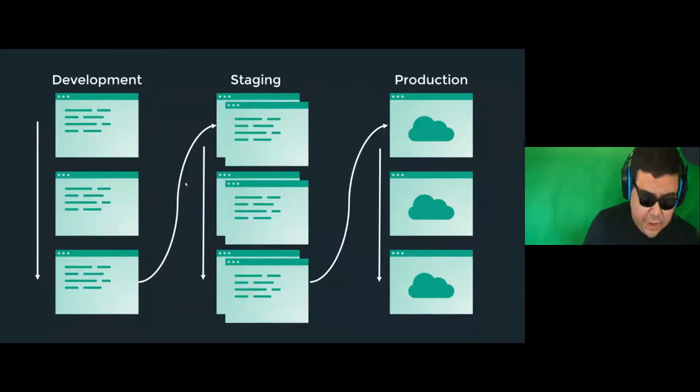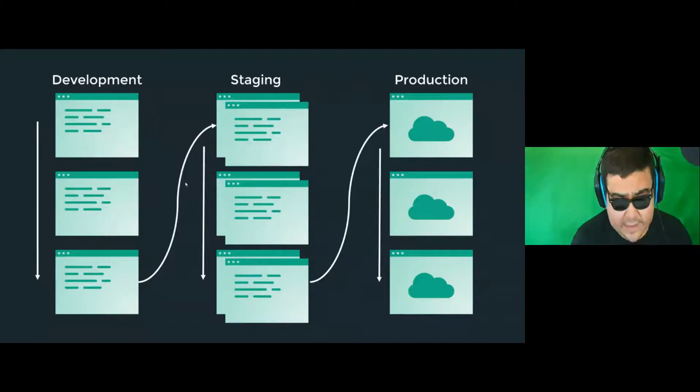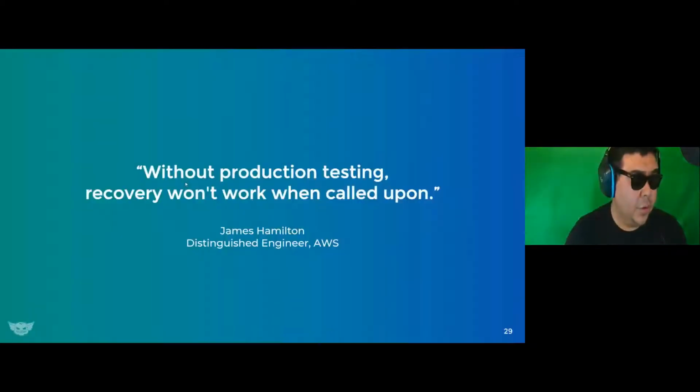Move chaos engineering up the environment like you do code. So as you promote code, move it with it. And it's something we all do well today, right? We promote our code through our pipeline, move that chaos engineering practice with it as it goes forward.